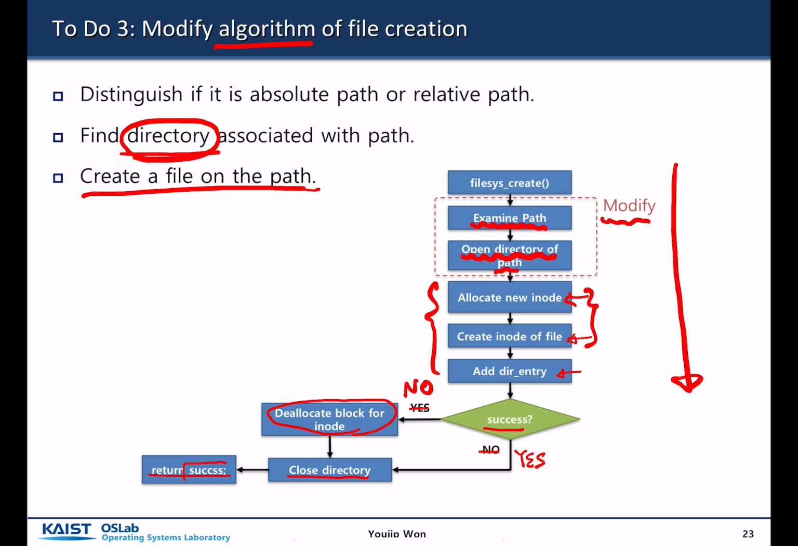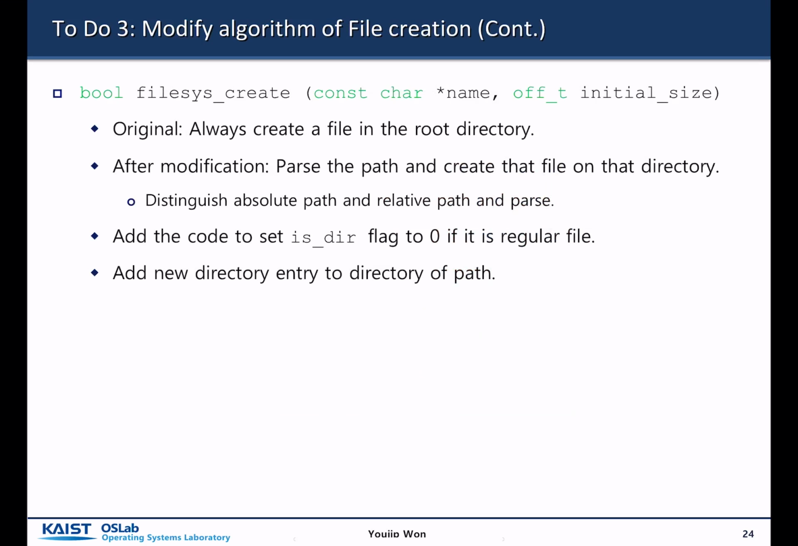Success means return the value of the variable success. This is the name of the variable. It doesn't mean that you have succeeded in creating a file. You may have failed in creating a file. Okay. So you have to modify the algorithm of file creation. Of course, if you modify the algorithm of file creation, then you're going to modify the algorithm of file deletion as well. Okay. So these are the details of creating a file.